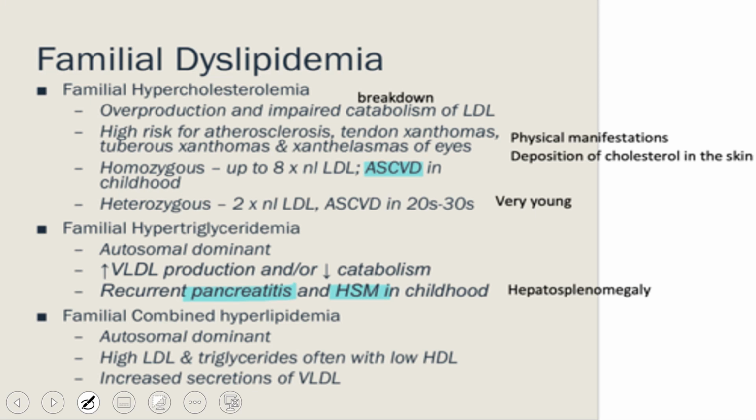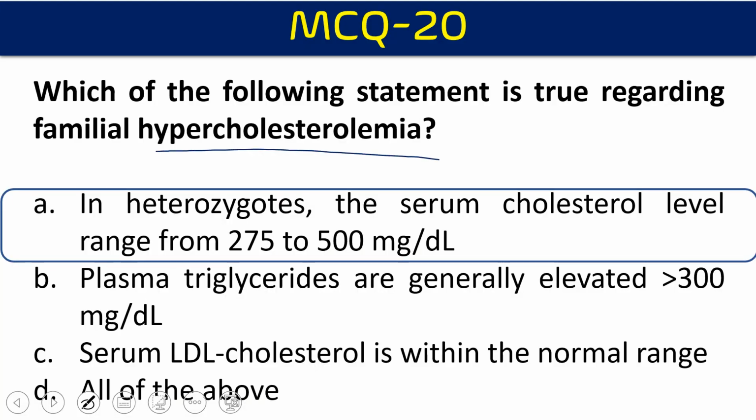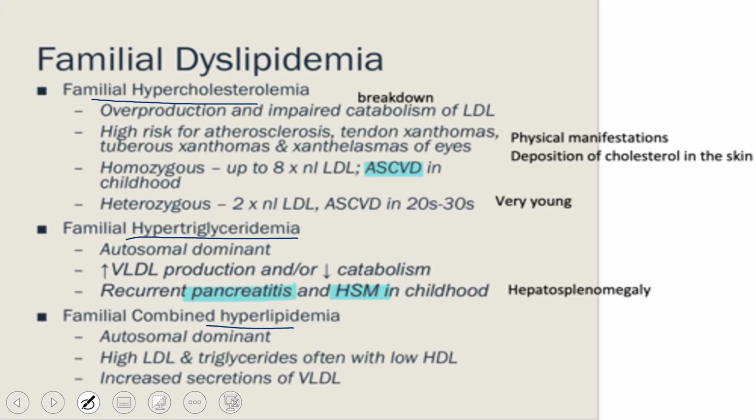This is the familial group. So we are having familial hypercholesterolemia, familial hypertriglyceridemia, or familial combined hyperlipidemia. The question here is related to familial hypercholesterolemia. In this case, because of the overproduction of impaired LDL, there is high risk of atherosclerosis and tendon xanthomas, homozygous up to 8, heterozygous up to 2. So this is regarding hypercholesterolemia.